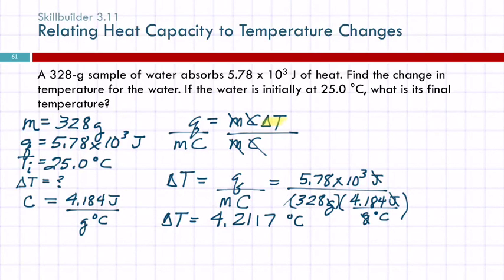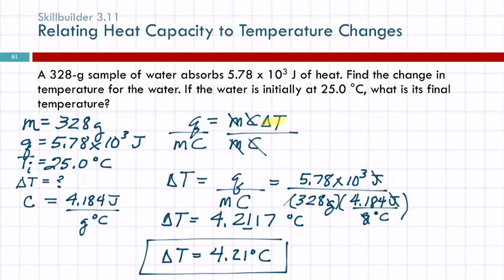So how many sig figs would that answer have? Bless you. 3, right? Because we've got 3 and 3 and 3. So the change in temperature is 4.21 degrees Celsius. That's the first thing we're asked for.